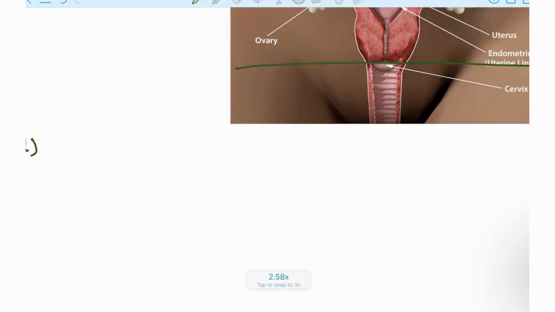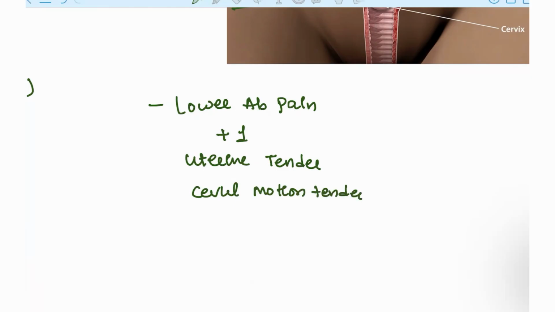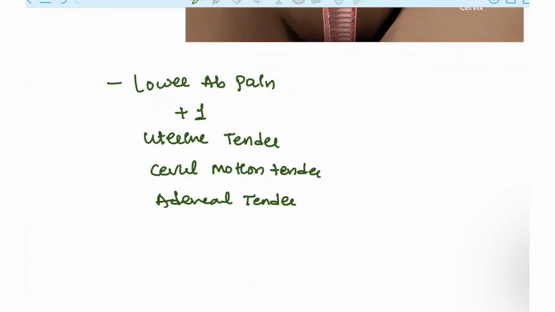What is the criteria to diagnose PID? Usually the patient will have lower abdominal pain. Along with that, at least one symptom should be present. So what is that one symptom? It can be uterine tenderness, or else it can be cervical motion tenderness, as we discussed in ectopic pregnancy also, and even it can be adnexal tenderness. Okay, any one of the following we can consider as the minimum criteria by symptoms.